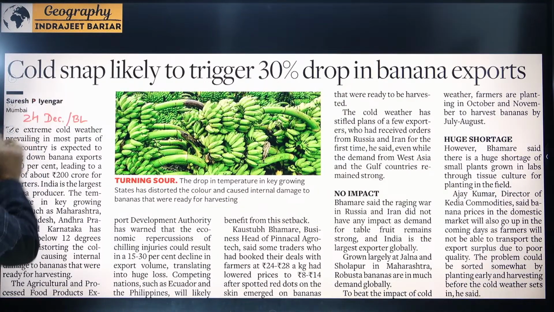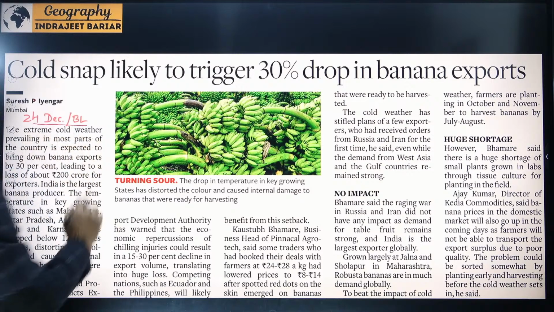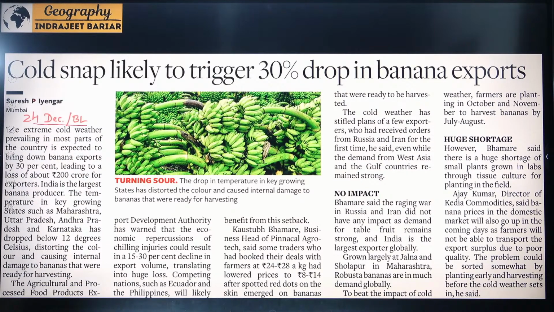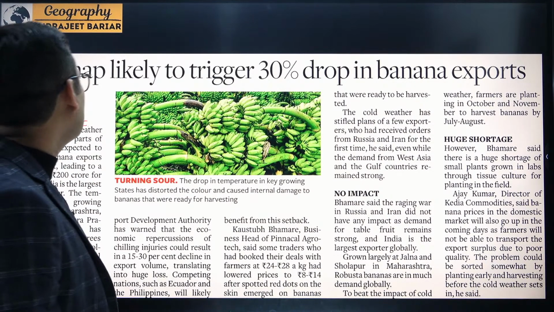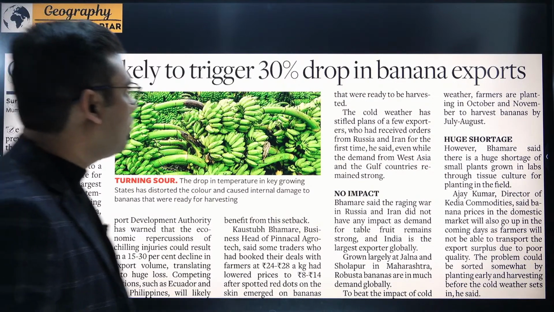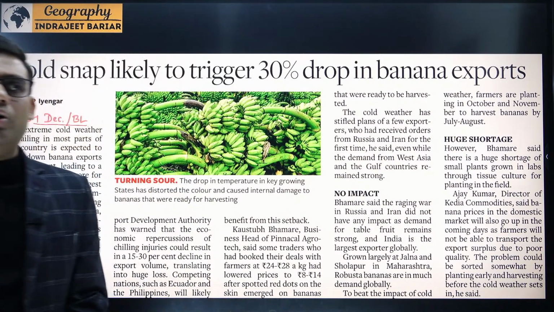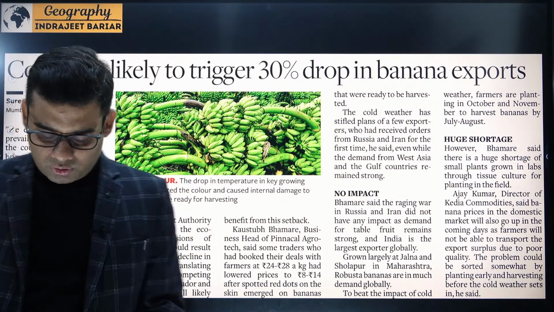The next news that we see, again from Business Line, 24th of December, was the news which read: cold snap likely to trigger 30% drop in banana exports.